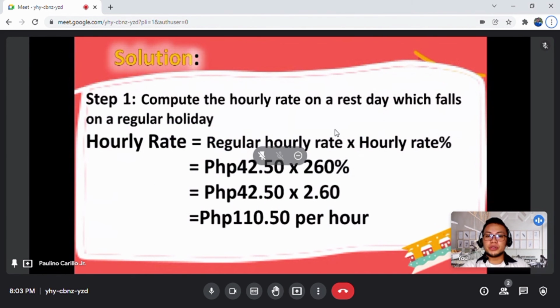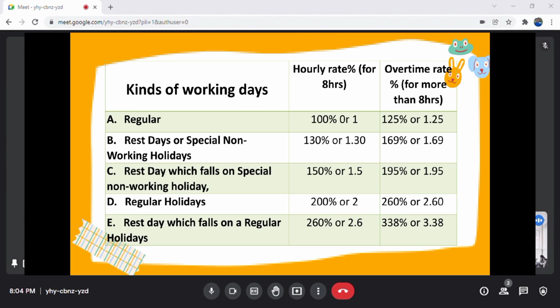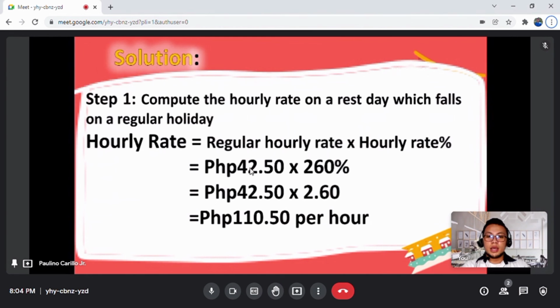To compute the hourly rate, let us use 42 pesos multiplied by 260%. Again, let us base it on our table from a while ago, on this column for the hourly rate. When the rest day falls on a regular holiday, we'll use 260%. 42 pesos and 50 centavos multiplied by 260% will get 110 pesos and 50 centavos. If you notice, Myrna's hourly rate on this day is definitely much bigger than on those 3 other working days.